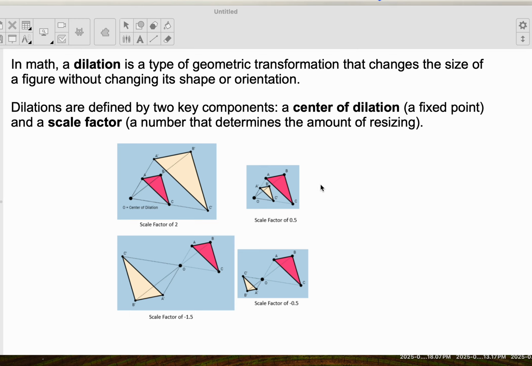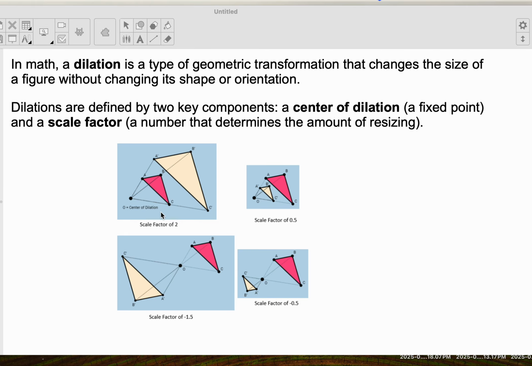In math, a dilation is a type of transformation that changes the size of a figure without changing its shape or orientation. Dilations are defined by two key components: a center of dilation, which is a fixed point that doesn't move when the figure is dilated, and a scale factor, which is a number that determines the amount of resizing, or how you're scaling the figure up or down.